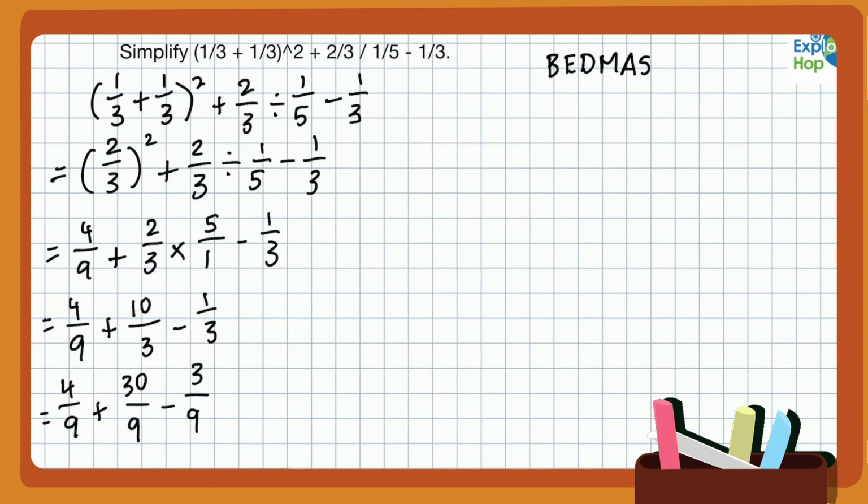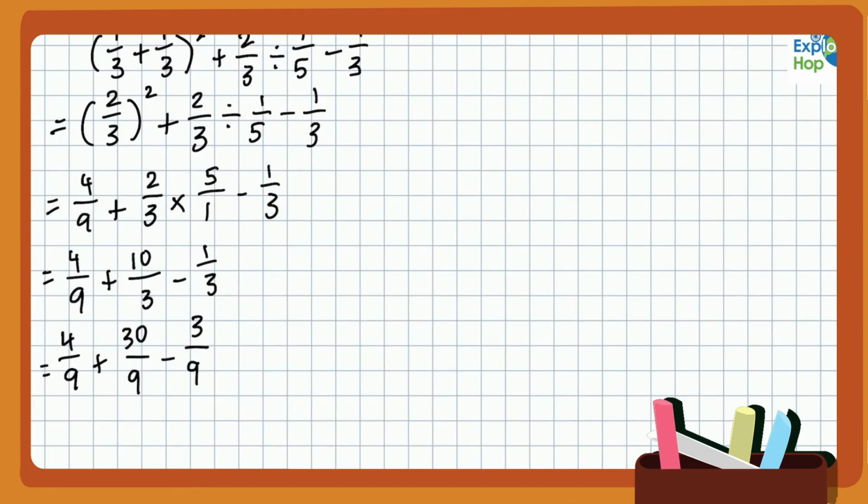And now we can go ahead and add and subtract. 4/9 plus 30/9 is equivalent to 34/9 minus 3/9. And 34 minus 3 is equal to 31/9. And here we have our answer.